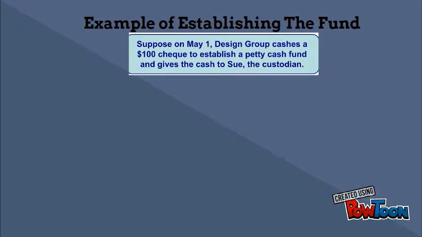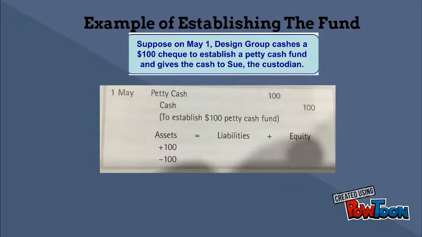Suppose on May 1, Design Group cashes a $100 check to establish a petty cash fund and gives the cash to Sue, the custodian. The following journal entry is recorded. The entry increases petty cash and decreases cash. Notice that there is no change in total assets.